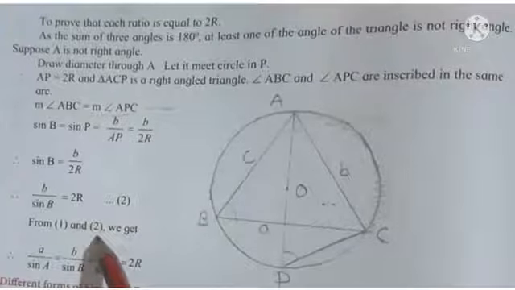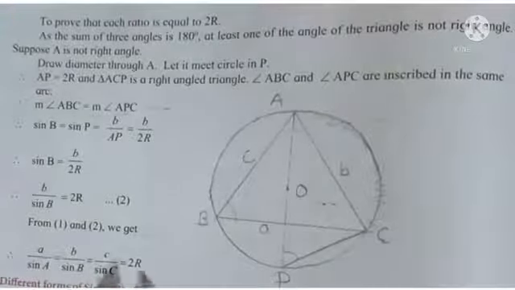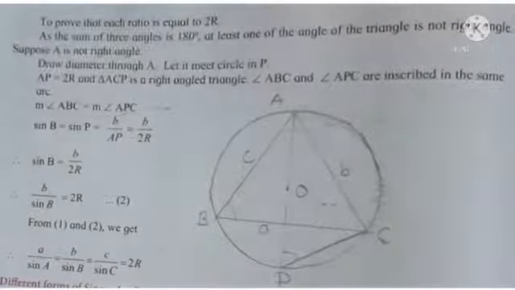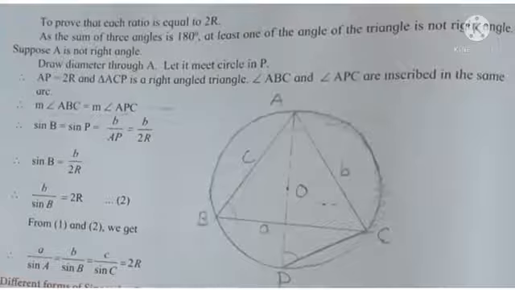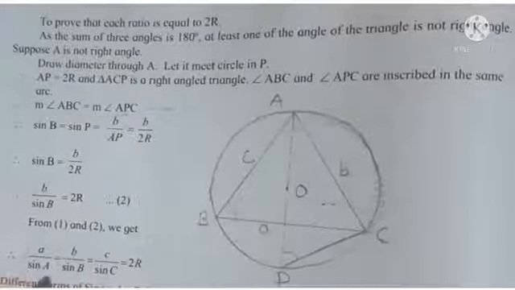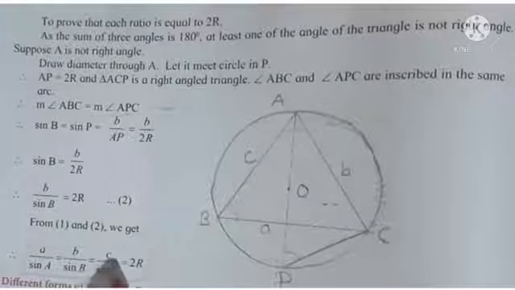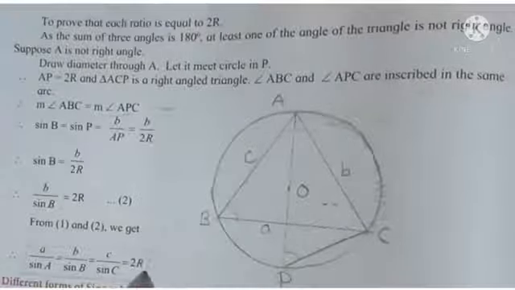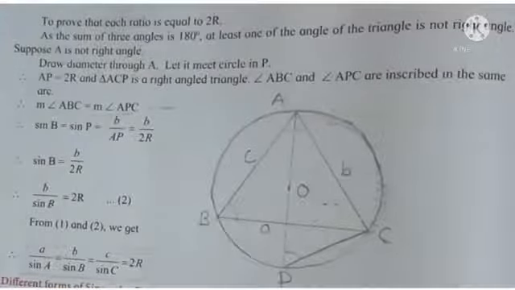So from equation 1 and 2, we get a upon sin A is equal to b upon sin B is equal to c upon sin C is equal to 2R. In this way, we prove the sine rule. You remember the statement of the sine rule: a upon sin A is equal to b upon sin B is equal to c upon sin C is equal to 2R, where R is the circumradius of the triangle.